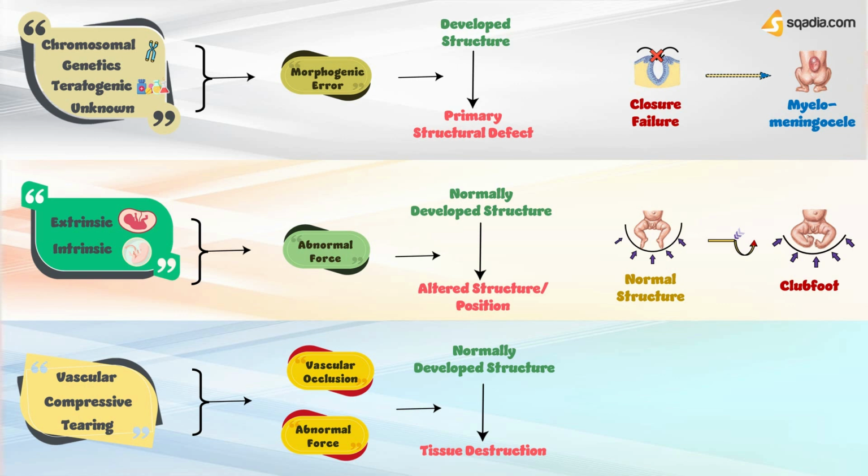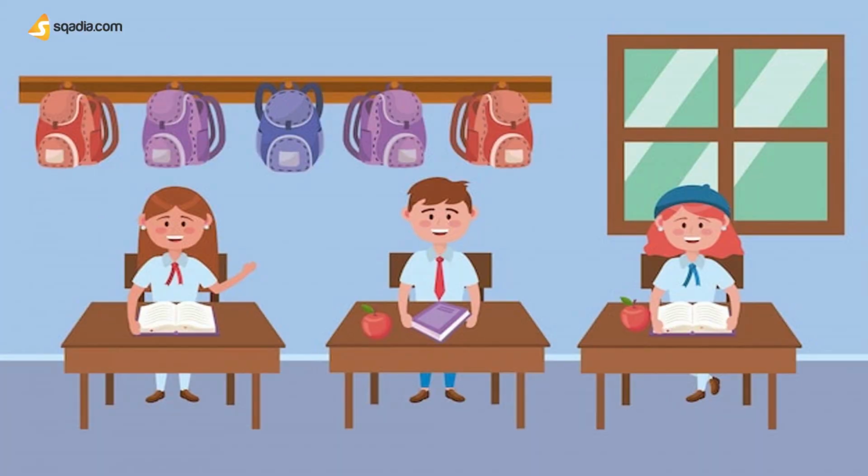Now, anyone from the class who can recall the example of disruption? Yes, ma'am. When there are destructive forces that act on normally developed structure, destructive forces lead to limb reduction deficit, and it's the example of disruption. Now, any three students who can summarize all we have discussed about single congenital abnormalities up till now?